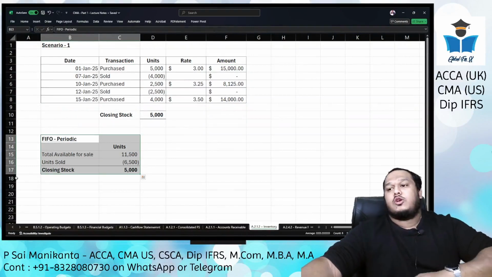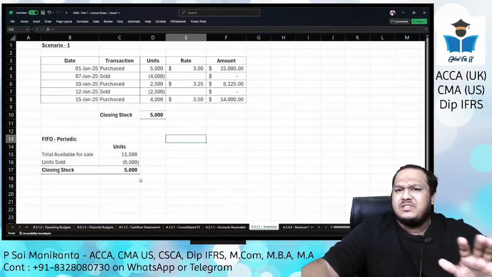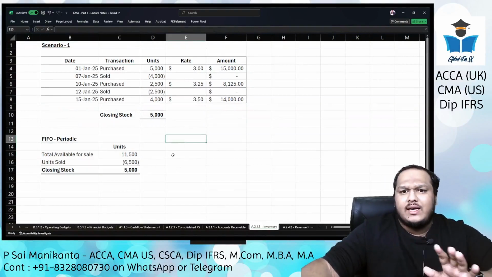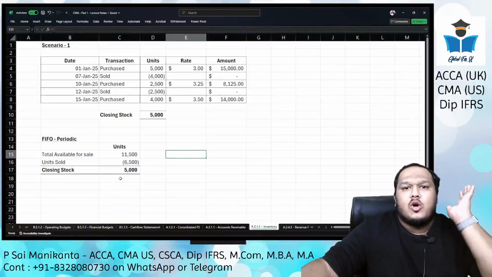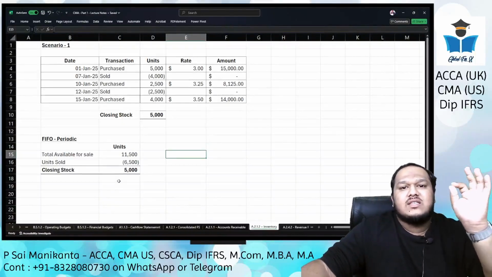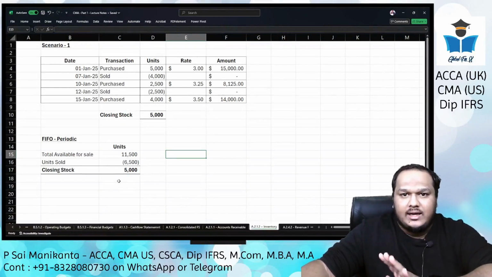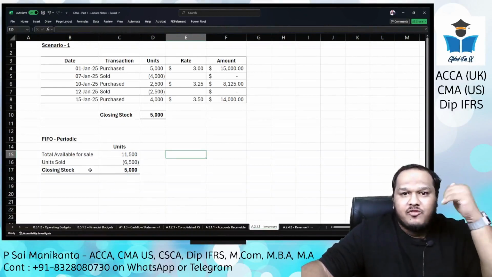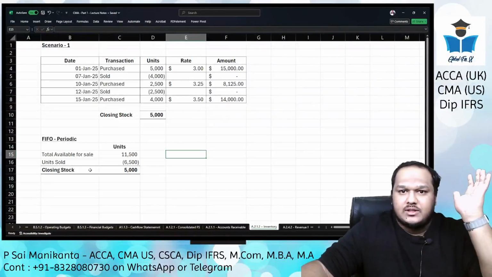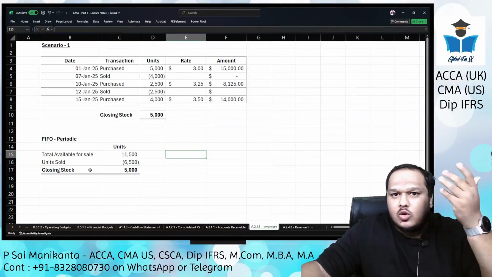Okay. So now calculation. Very simple, straightforward. Don't worry too much. Don't get any confusion on all that stuff. Which model are we following? First in, first out. FIFO, correct? So whatever came first, that is assumed to be sold first. Agree with me? Whatever came in, that is assumed to be sold first.